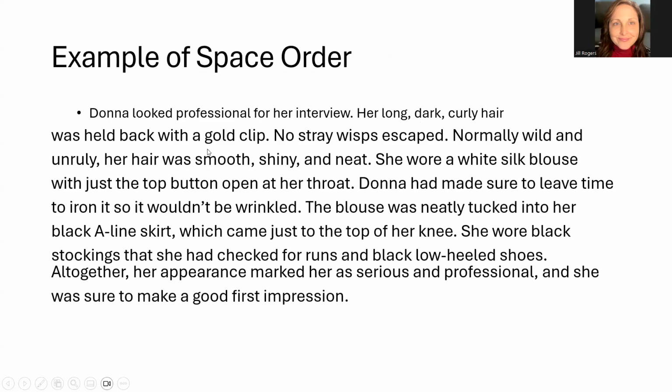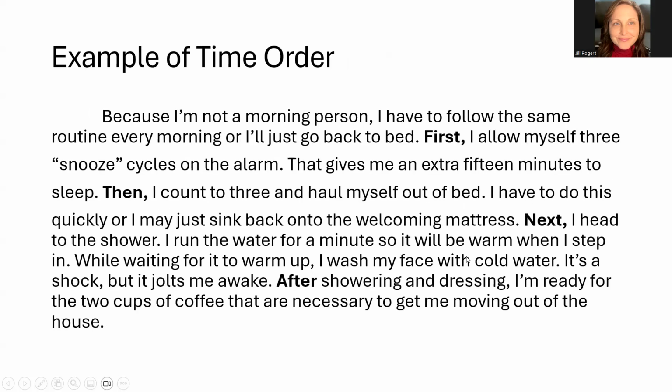Her long, dark, curly hair was held back with a gold clip. No stray wisps escaped. Normally wild and unruly, her hair was smooth, shiny, and neat. She wore a white silk blouse with just the top button open at her throat. Donna had made sure to leave time to iron so it wouldn't be wrinkled. The blouse was neatly tucked into her A-line skirt, which came up just to the top of her knee. She wore black stockings that she had checked for runs and black low-heeled shoes.